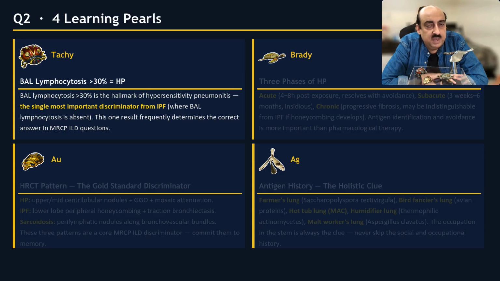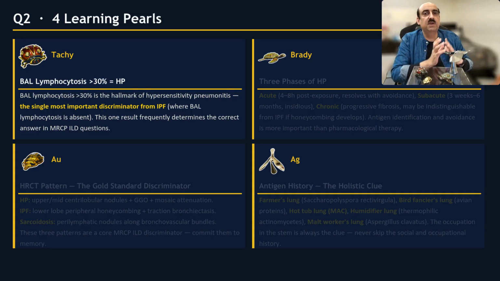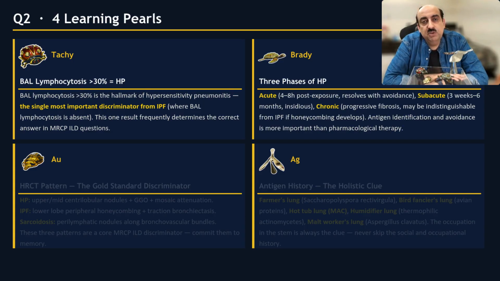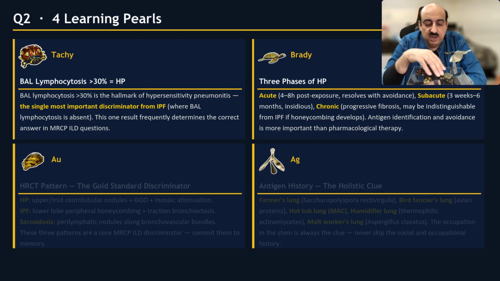And remember, in IPF, it's idiopathic pulmonary fibrosis, there is no inflammation involved, while in hypersensitivity pneumonitis, we are talking about inflammation, which is lymphocytic predominant. Coming to the 3 phases, again, you can think of the acute phase and subacute, while you can think of the chronic phase separately.